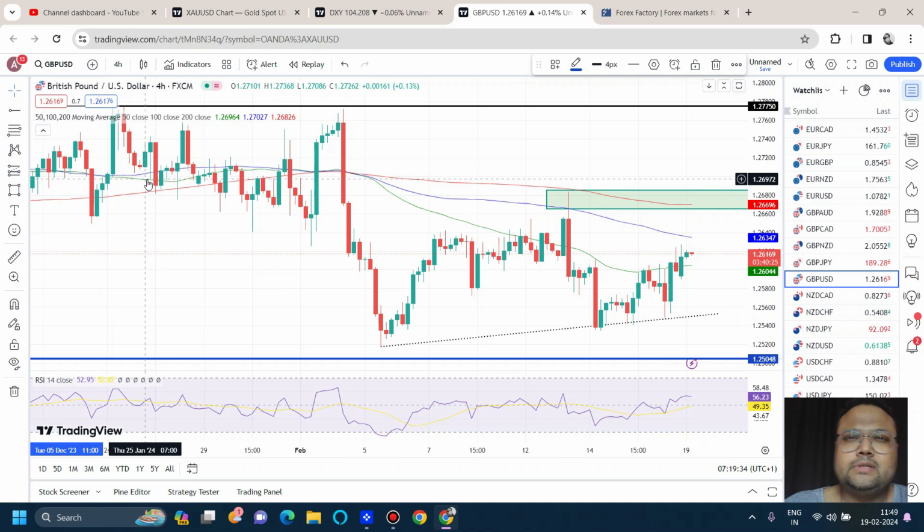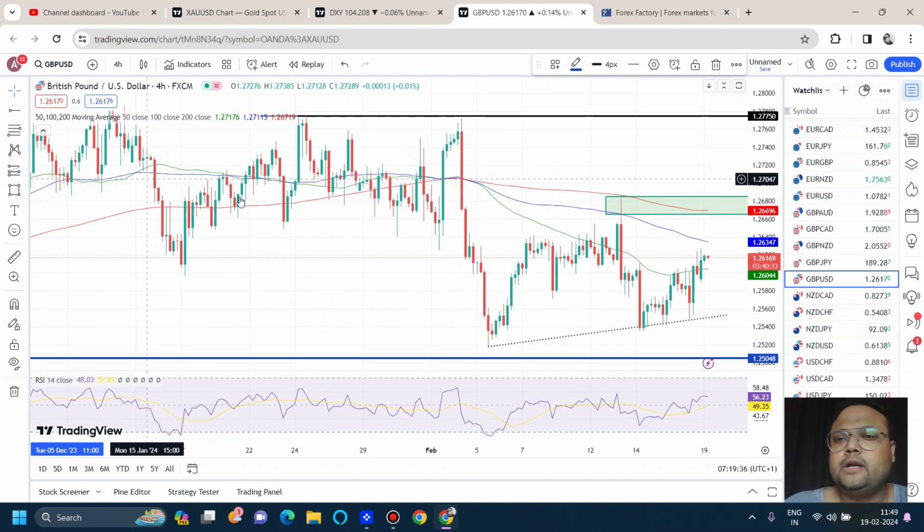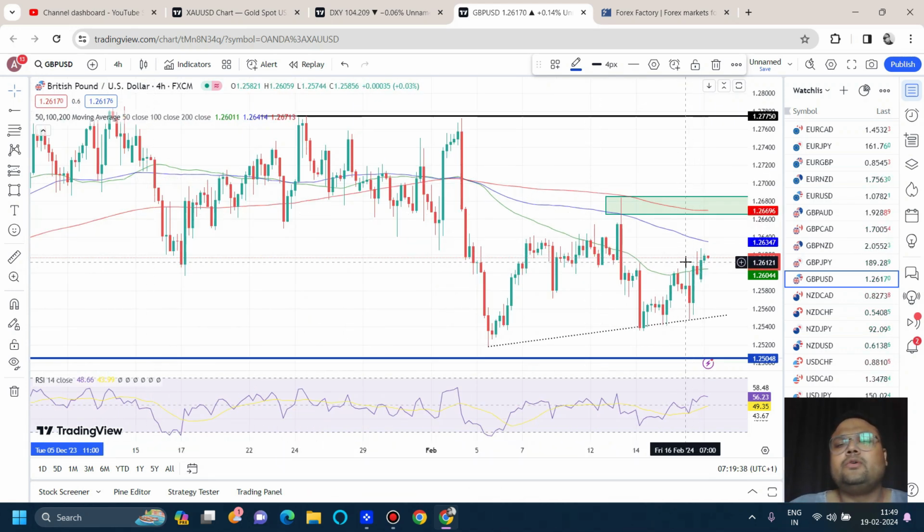Be careful with GBPUSD, not a good pair to trade right now. It's better to avoid, because in the middle of the chart your risk to reward ratio will also not match. That's all from my side, my dear friends.